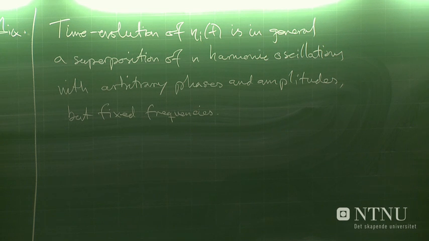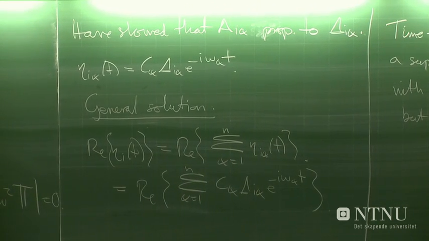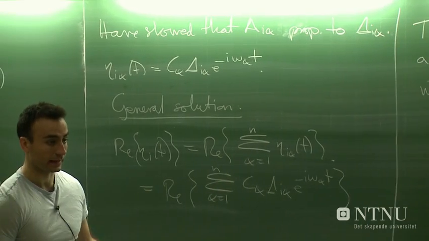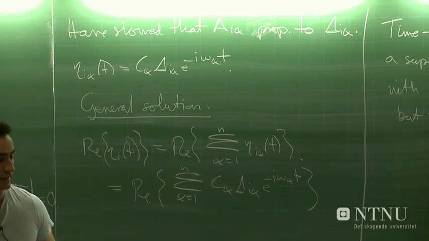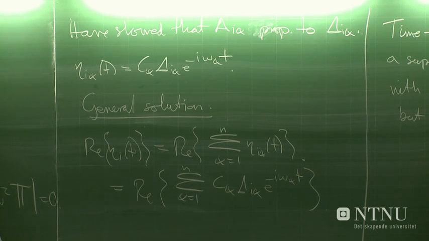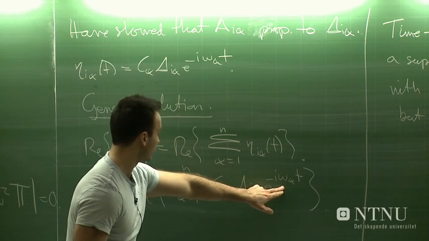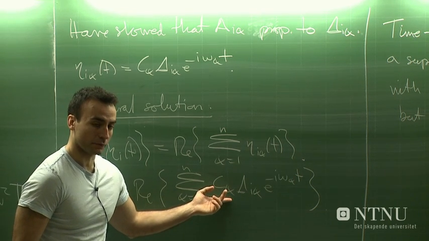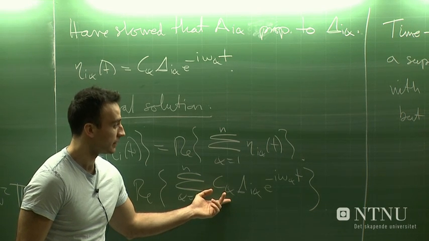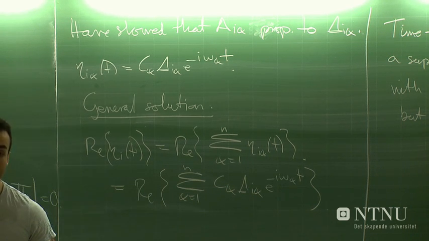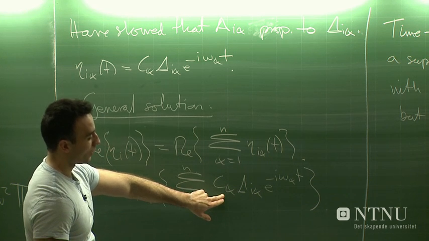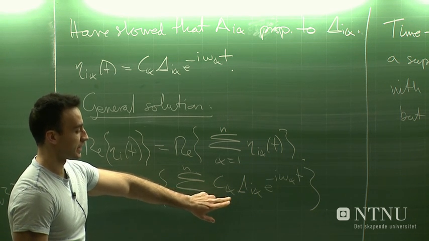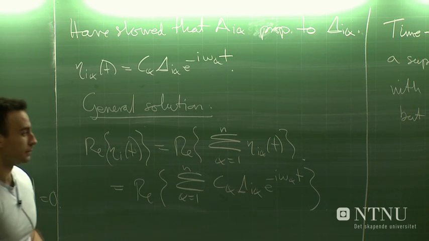So to put it into words, the most general solution for eta I, the deviation from equilibrium, is a superposition of n, which is the number of eigenfrequencies in the system, n harmonic oscillations that have arbitrary phases and amplitudes but fixed frequencies. So the frequencies are fixed from this condition, but this constant of proportionality is in general complex, as we have seen. So this means that both the amplitude and the phase, because a complex coefficient also gives you, in general, a phase. And so this has to be determined from the initial conditions in the problem.